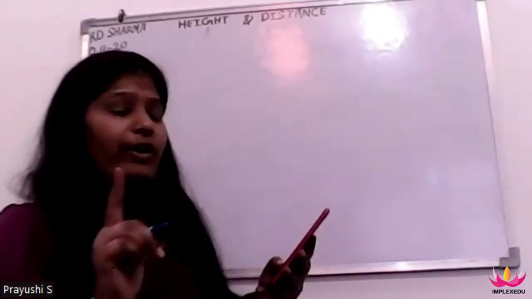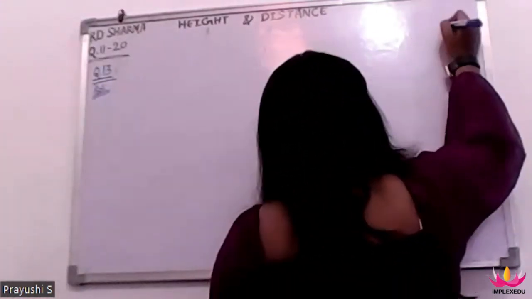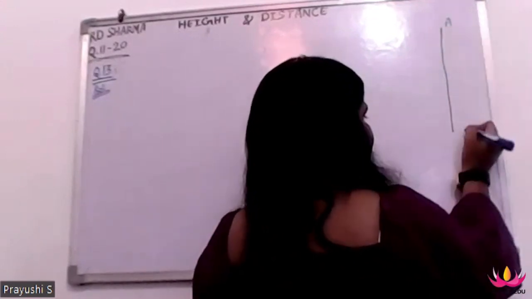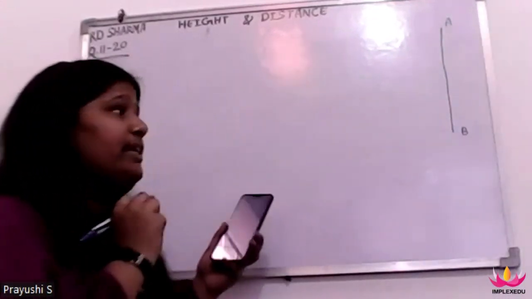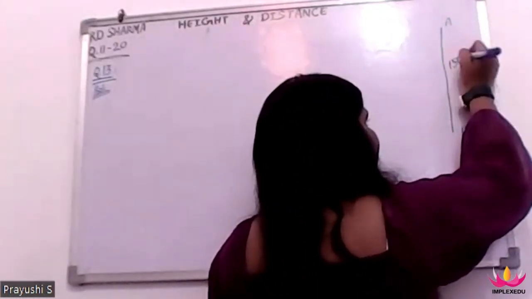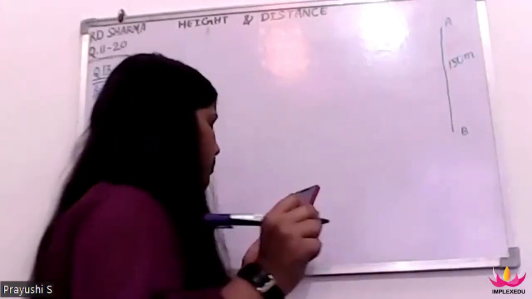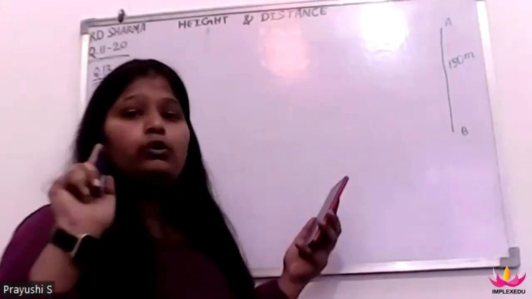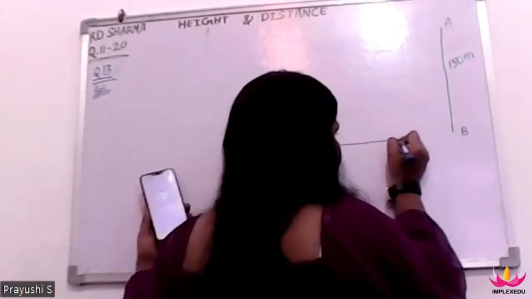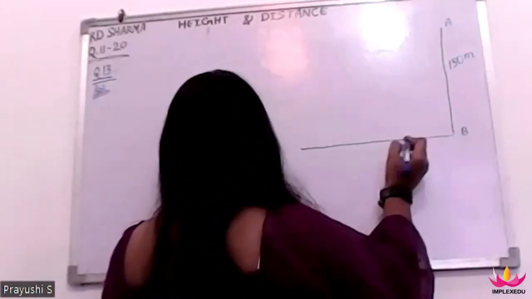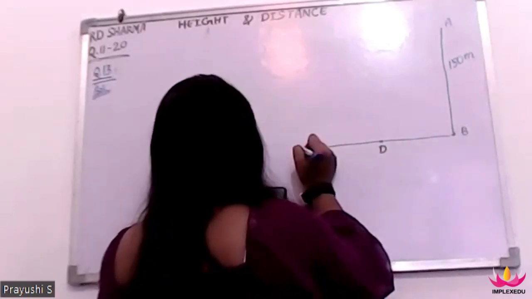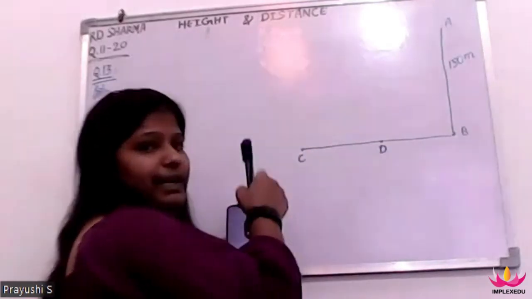Now, first we will draw the tower. Okay, so if I am drawing the tower, I am saying this is AB. The height of the tower I am saying is AB, which is 150 meter. Correct? Now it is said that there are two objects located here. So I am saying these are the two objects. First is D, this is D, and this is C. Okay, D and C.